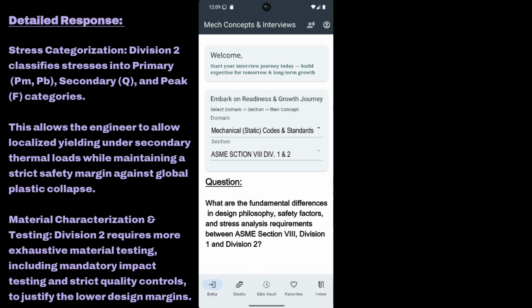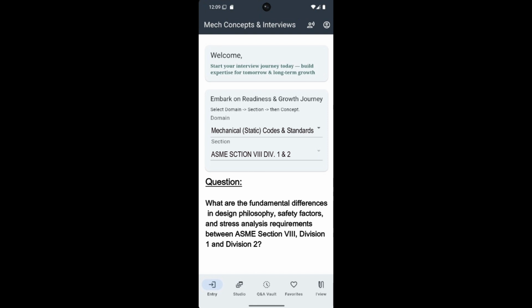I appreciate the theoretical appeal of surgical precision, but let's employ a bit of professional skepticism here and look at the actual economics of a project. Okay. If Division 2 acts as an analytical scalpel that allows for thinner vessel walls, it sounds like a guaranteed cost saver on raw material. Why wouldn't a project management team simply demand that Division 2 is applied universally across every vessel in the facility to save money?